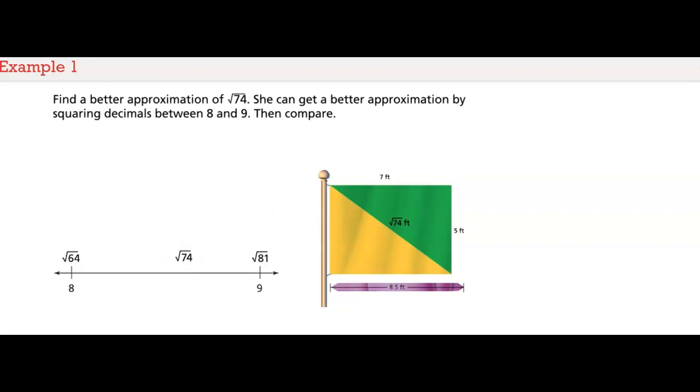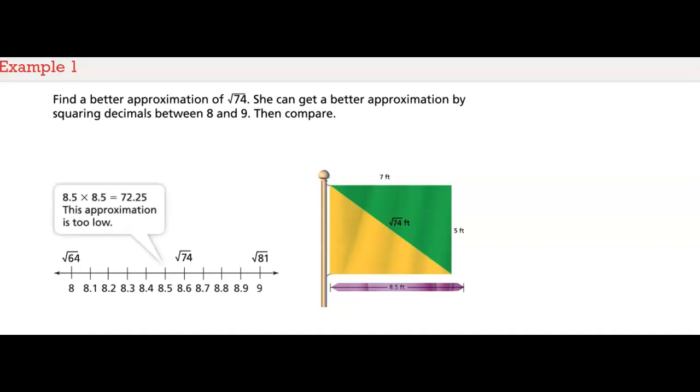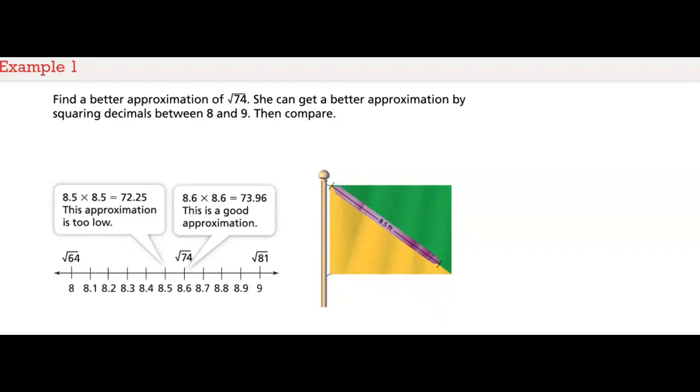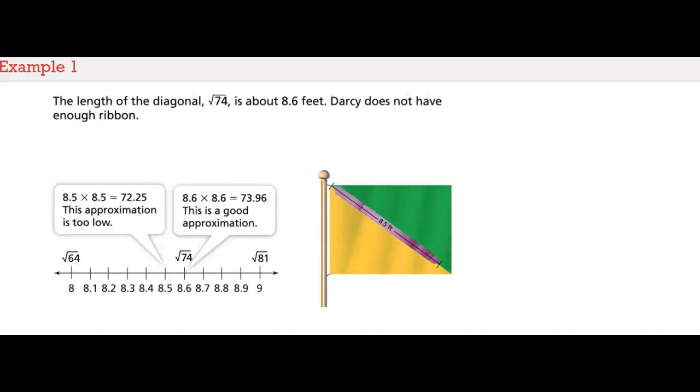Darcy needs a better approximation of the square root of 74. She can get a better approximation by squaring decimals between 8 and 9, then comparing them. Darcy squares 8 5/10 and gets 72 25/100. That's too low. So she squares 8 6/10, which is 73 96/100. That's really close to 74. Darcy is disappointed because the length of the diagonal, the square root of 74, is about 8 6/10 feet. She doesn't have enough ribbon.